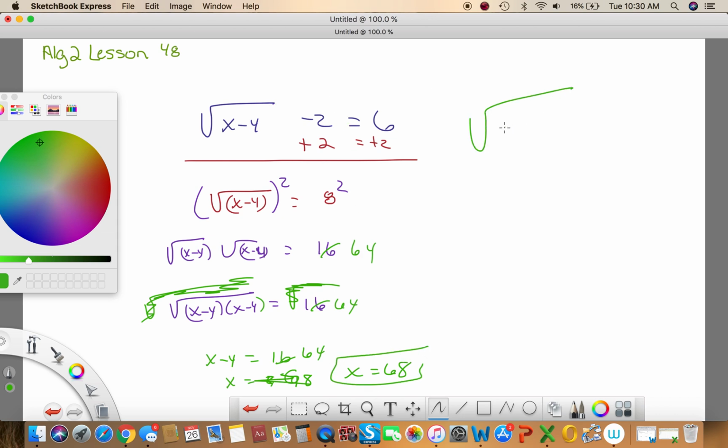So if I take the square root of 68 minus 4, minus 2, does it equal 6? So this is 64. So 8 minus 2 equals 6. And I get 6 equals 6. I checked it. My solution was good. So my answer is x equals 68.